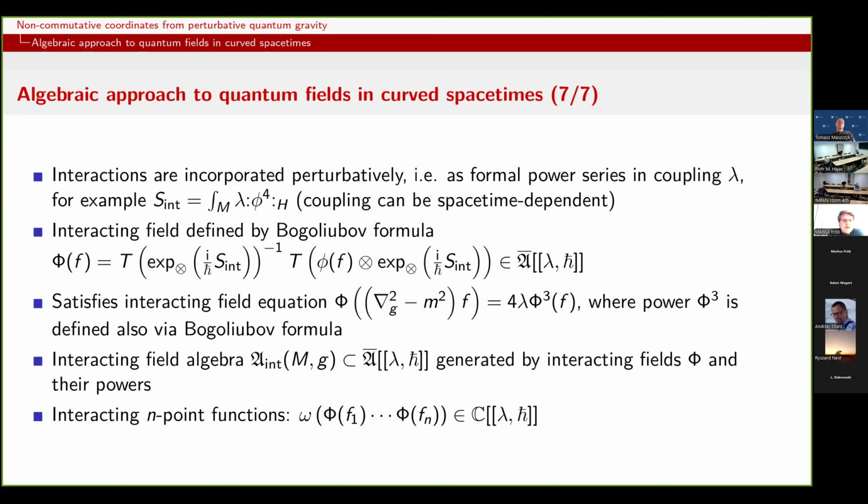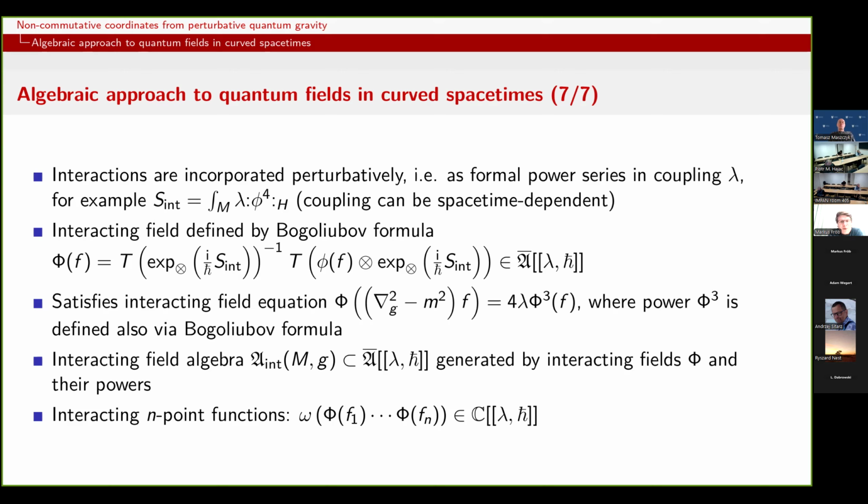And then the algebra of interacting fields, that's now a sub-algebra of this formal power series, which is the one generated by the interacting fields phi, defined by this formula there, and their powers. And the interacting n-point functions are the expectation values in the same state that was used in the free algebra of these interacting fields. So they're also formal power series in lambda and H bar.